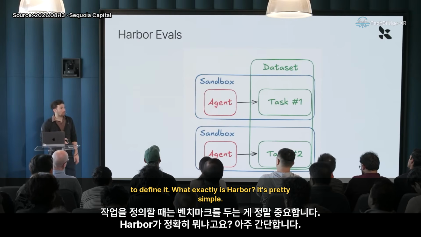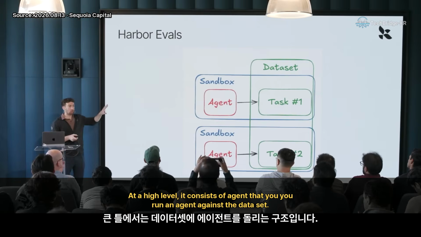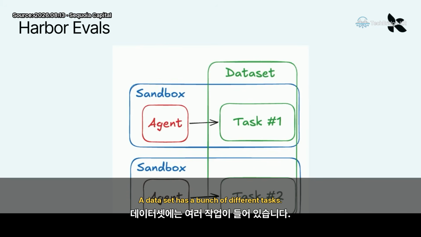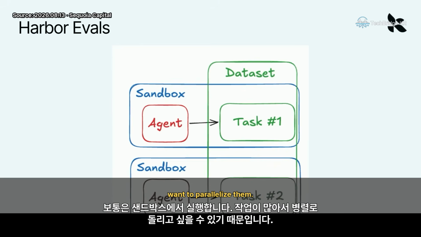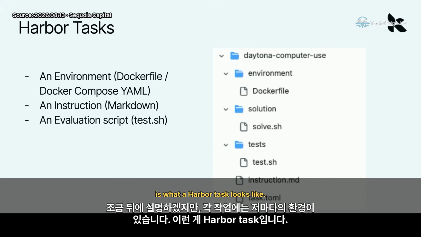What exactly is Harbor? It's pretty simple. At a high level, it consists of agent. You run an agent against a data set. A data set has a bunch of different tasks. Generally, they're run in sandboxes because there are a lot of these different tasks, and you might want to parallelize them. And as I'll talk about in a little bit, each task has its own kind of like environment.